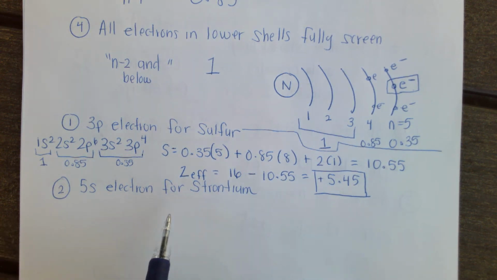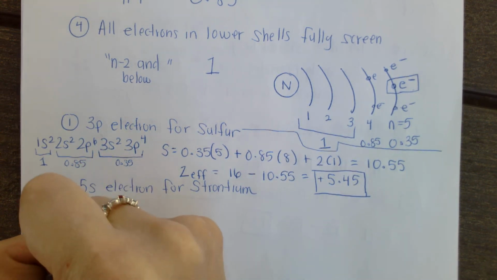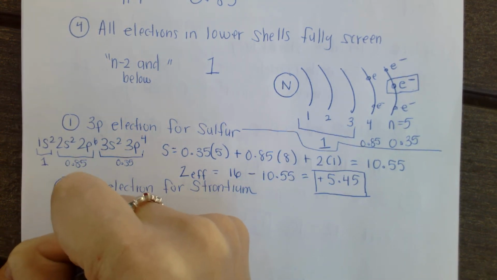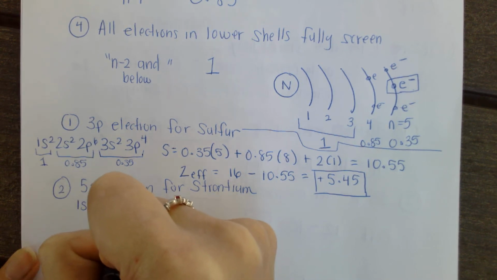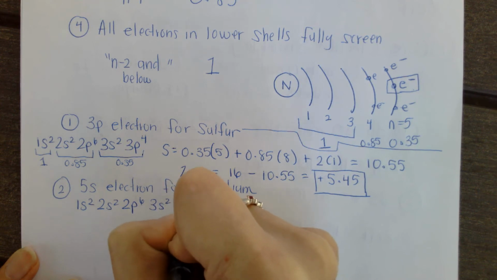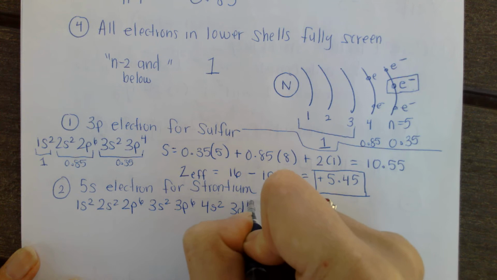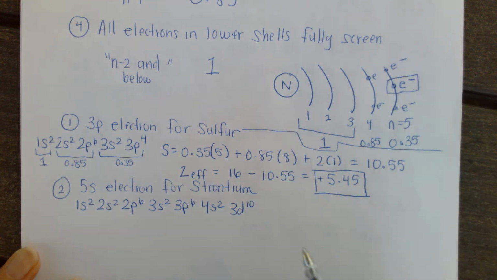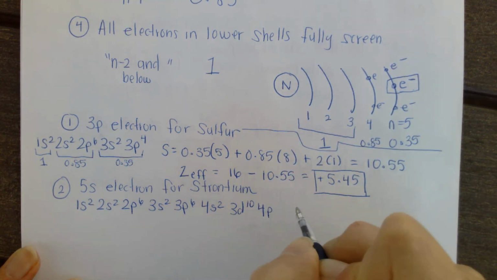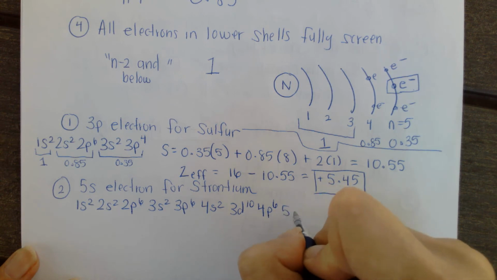Okay, so next we're going to do a 5s electron for strontium. Let's start off with our configuration: 1s2, 2s2, 2p6, 3s2, 3p6, 4s2, 3d10, 4p6, and now finally we'll have our strontium at 5s2.